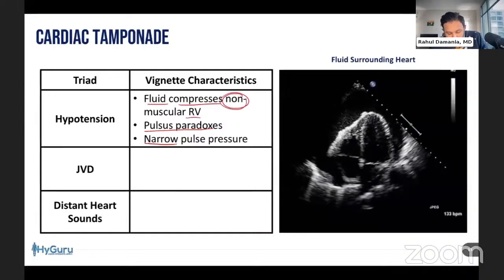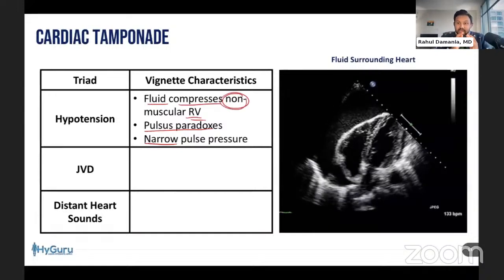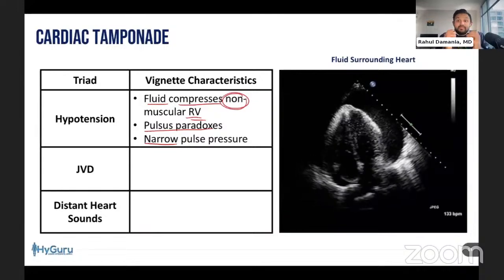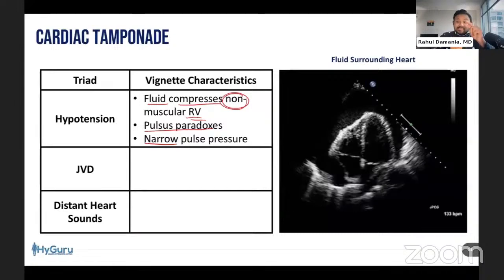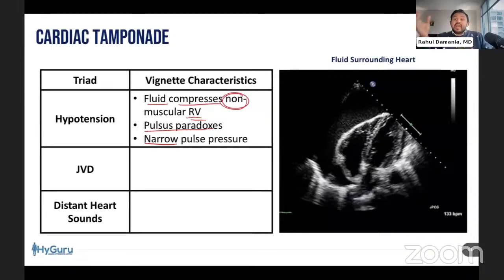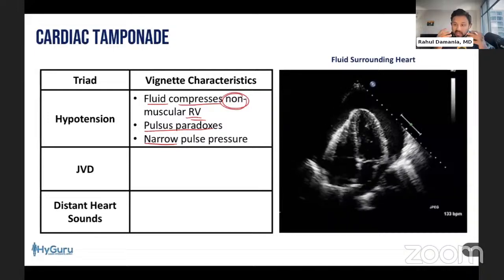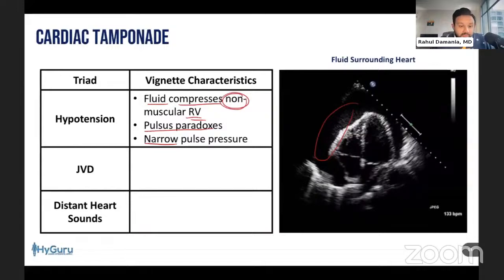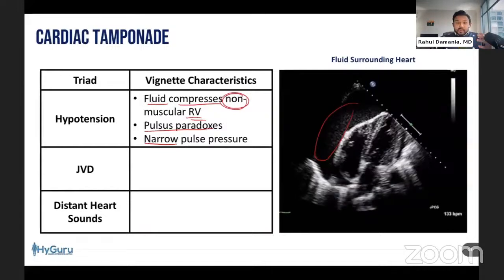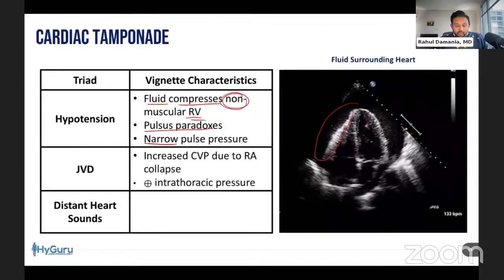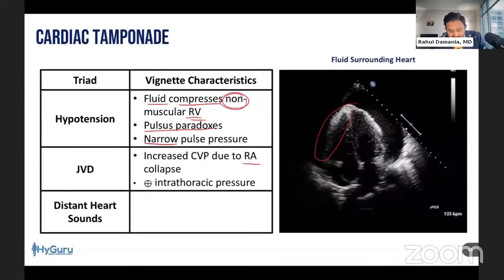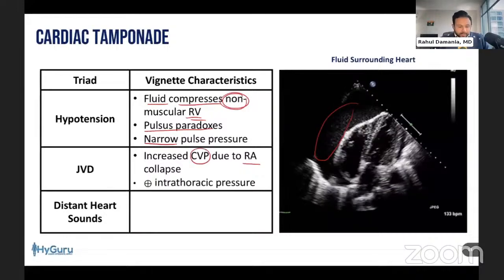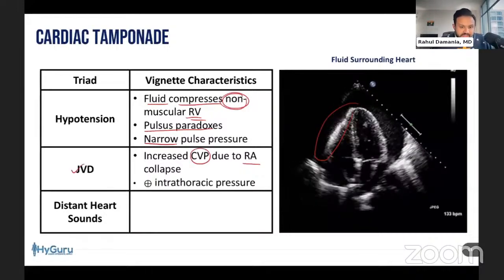the non-muscular right ventricle. In diastole, remember that the right ventricle is going to relax, and the right ventricle has less muscle compared to the left ventricle. And that's why RV collapse in diastole is one of the echocardiographic findings of cardiac tamponade. Now, because you have this RV collapse, you are going to have RA collapse because of excess amount of fluid, and that's going to increase your central venous pressures, and that's why you have jugular venous distension.